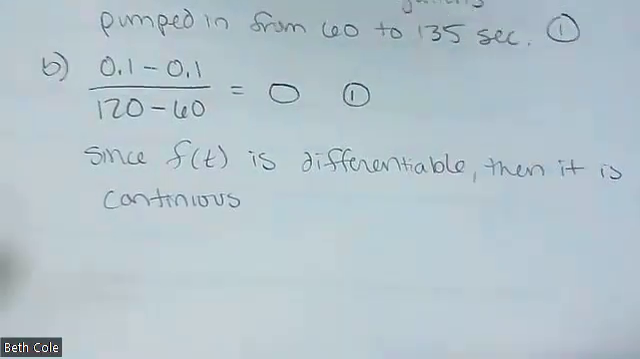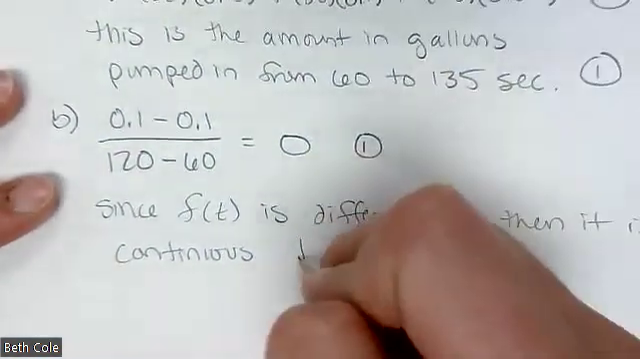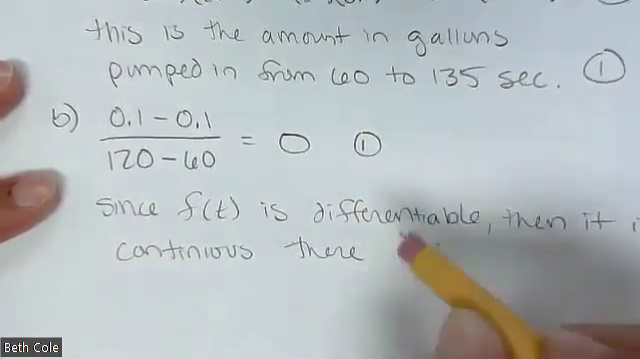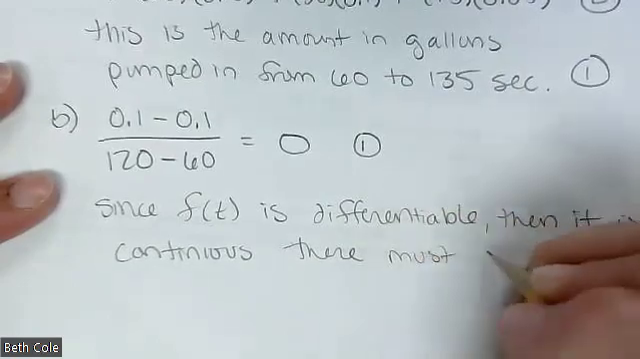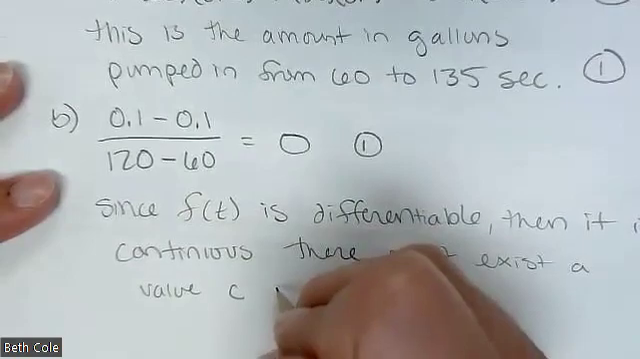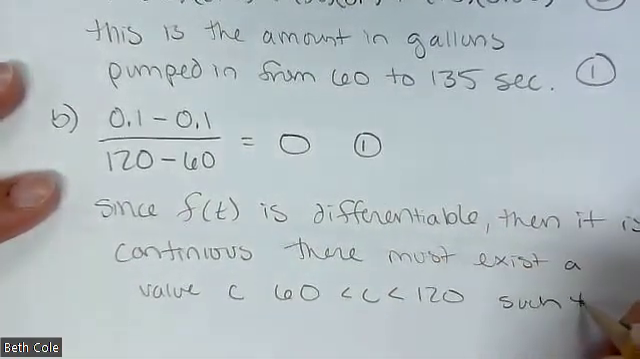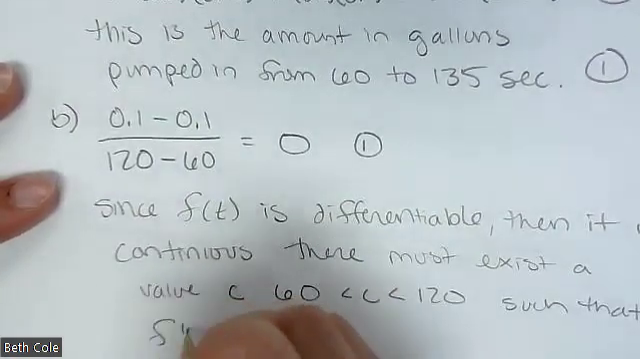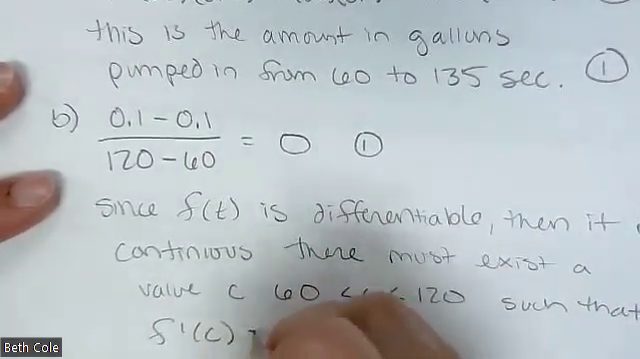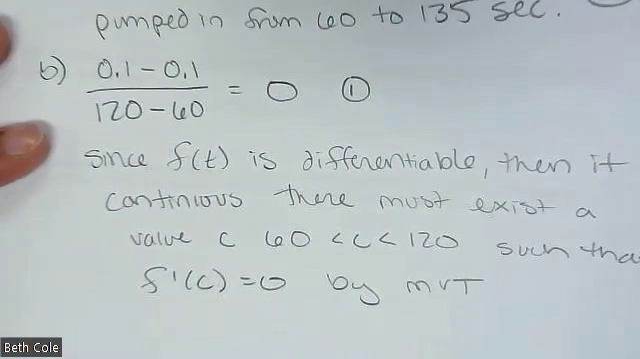And then you just repeat the prompt, right? We already showed that this equals 0, so we're done with the math. What does it say? There must exist. Yeah, just read it off the paper. I can't write and talk at the same time. There must exist a value C between 60 and 120 such that the derivative at C equals 0. I'm just copying it from them. By mean value theorem. And you can write MVT, they'll accept that.